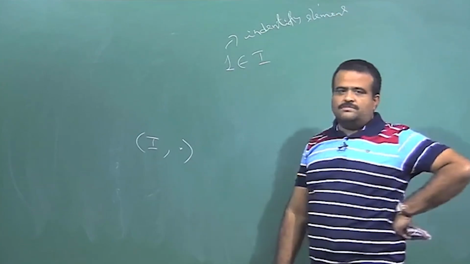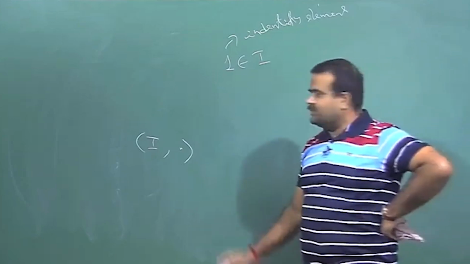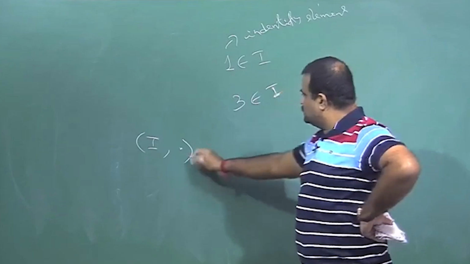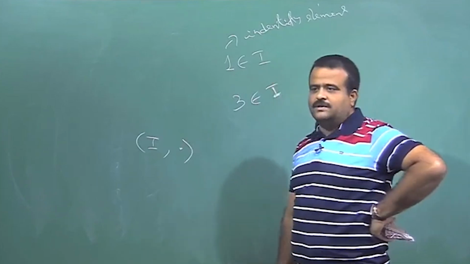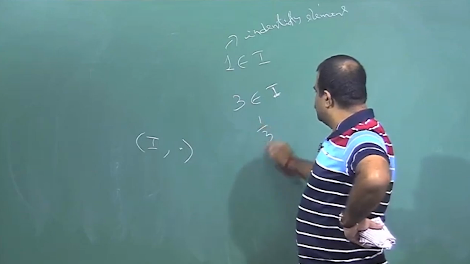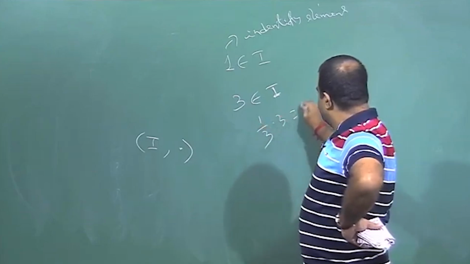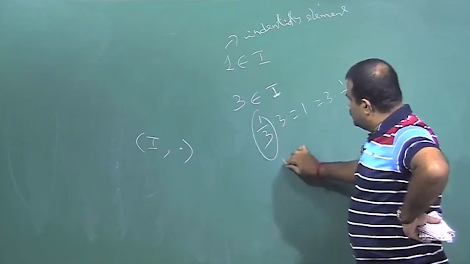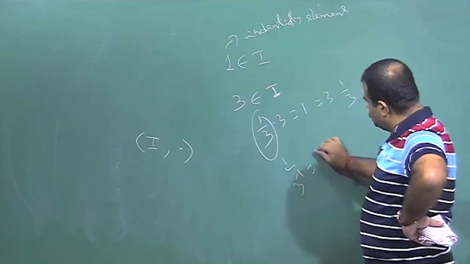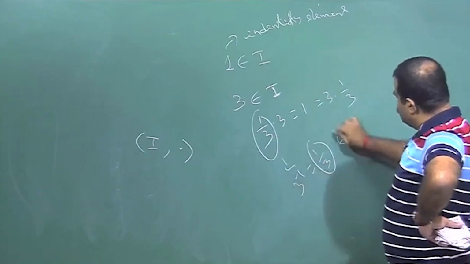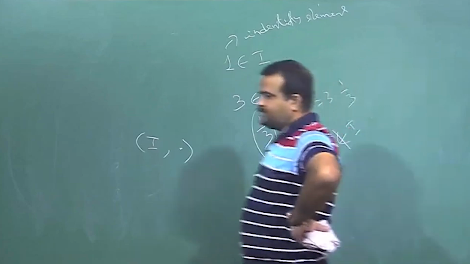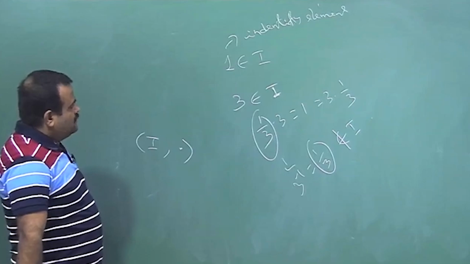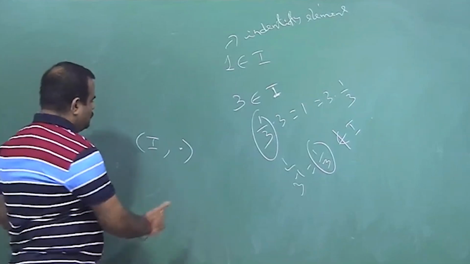Now, the problem is with the inverse. So, if you take an integer, say 3, now what is the multiplicative inverse? This operation is multiplicative. So, what is the inverse? Inverse is 1 by 3, because if you multiply 3 with 1 by 3 it will give us the identity element. So, this is basically 3 inverse, but this does not belong to I. This does not belong to I. So, that is why this is not a group.